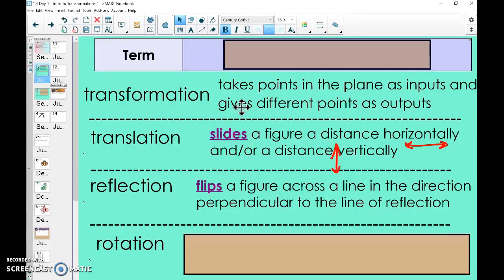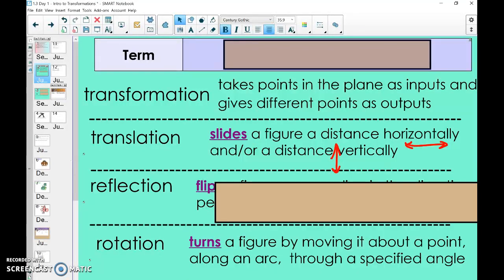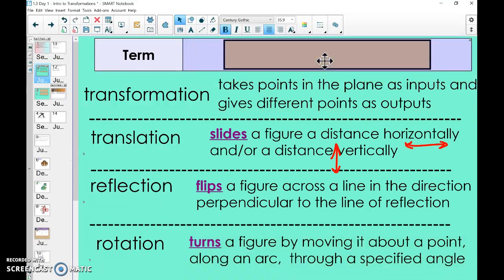The last one we're going to talk about today is rotation. And that's probably the most common one you guys have heard. The thing to think about with that is the word turn. So when we rotate something, we're turning it by moving it about a point along an arc through a specific angle. So that sounds really, really complicated and crazy.